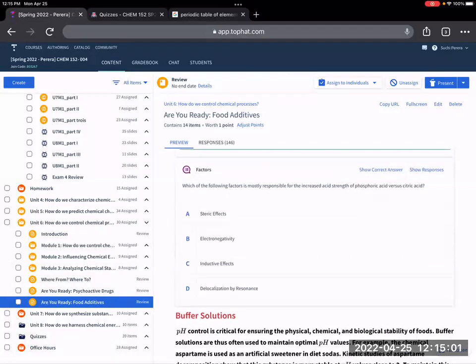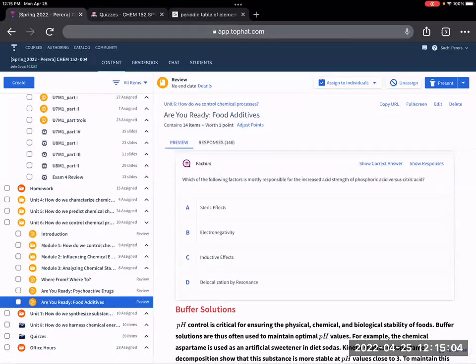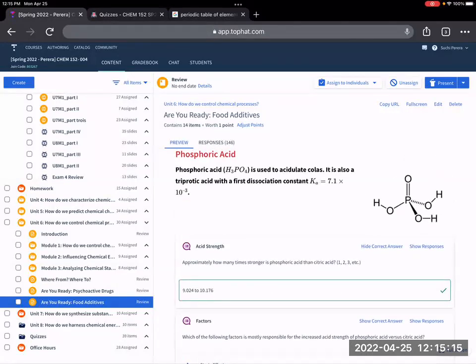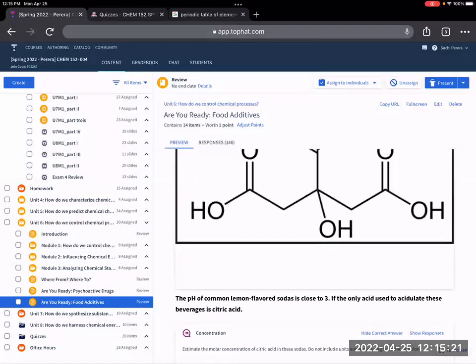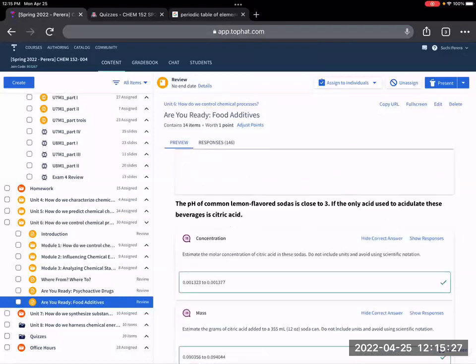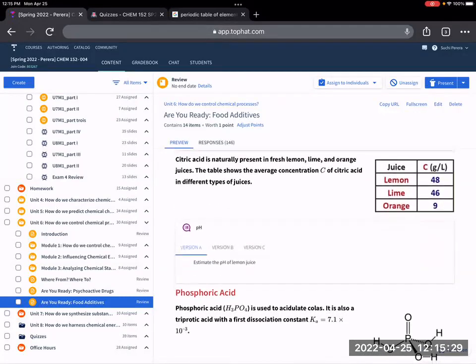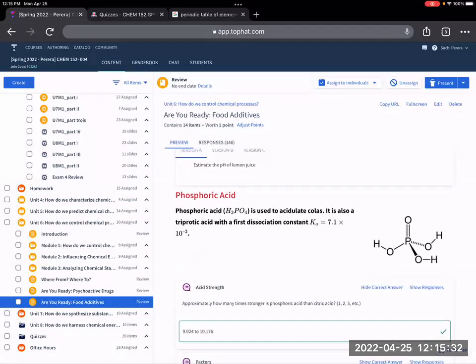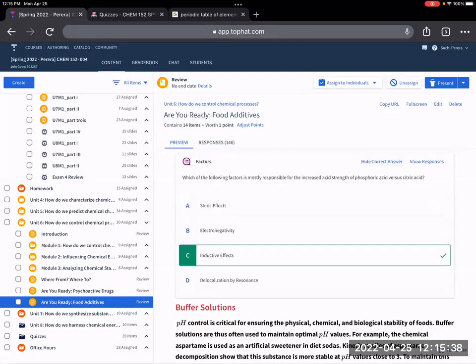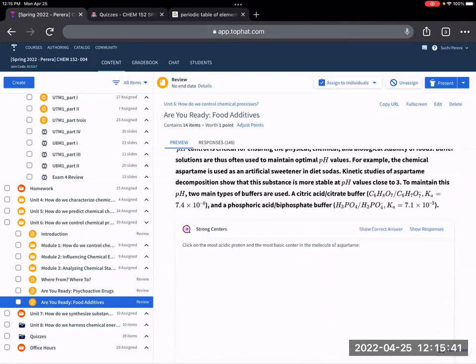And then the next question: which of the following factors is mostly responsible for the increased acid strength of phosphoric acid versus citric acid? Here is phosphoric acid. You can see that the electron withdrawing groups are much closer to each other. In citric acid, the electron withdrawing groups are not as close to the charge bearing site, the conjugate base site. Therefore, I would say it's about the neighboring group effect, or the inductive effect. So the correct answer is inductive effect.